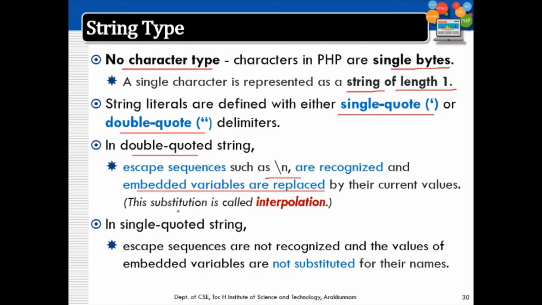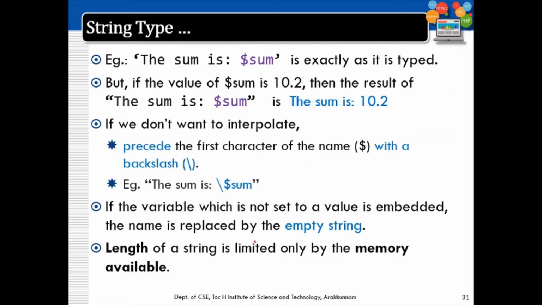Such a substitution is known as interpolation. But in a single quoted string, escape sequences are not recognized and the values of embedded variables are not substituted. These are the two main differences between a double quoted string and a single quoted string. I'll show you an example.